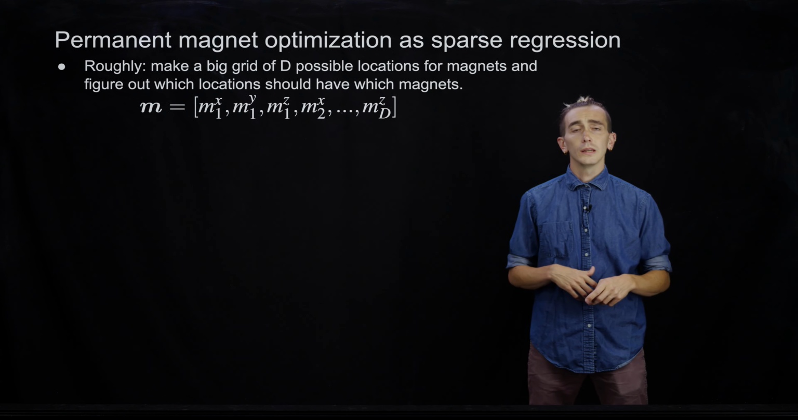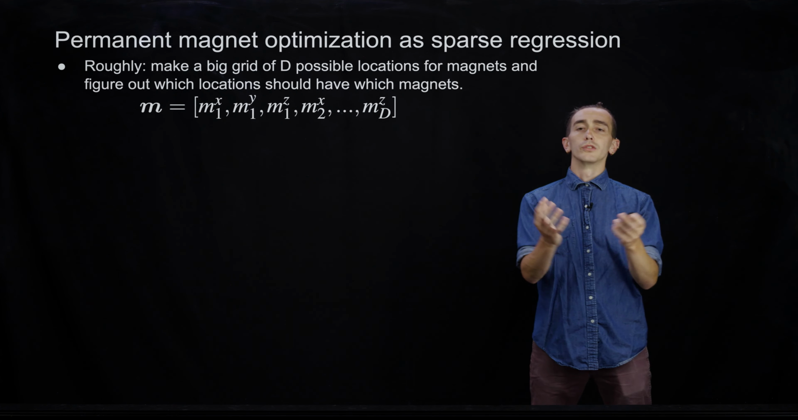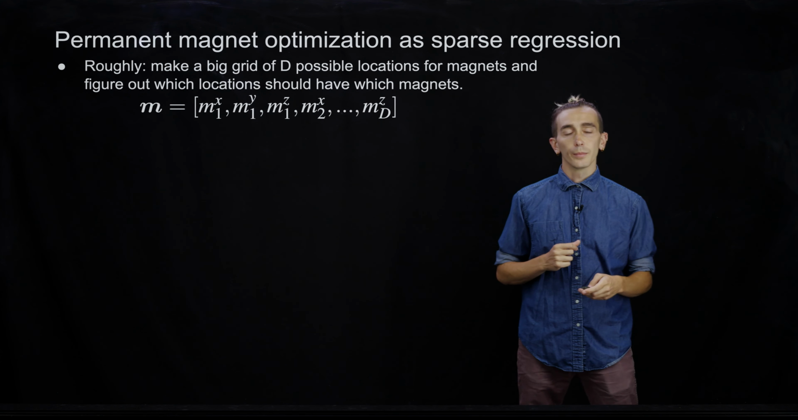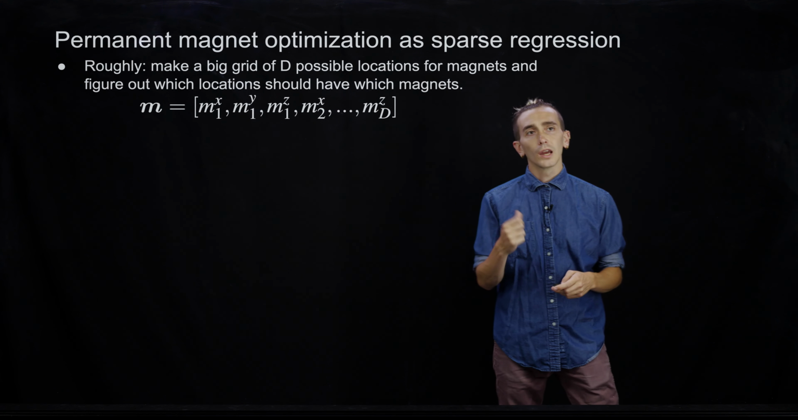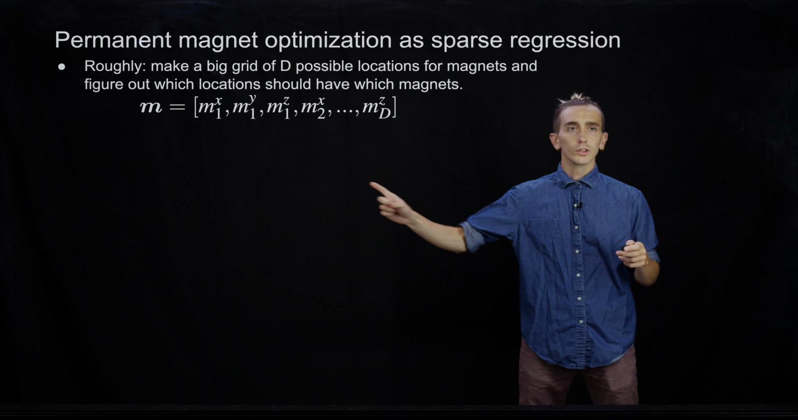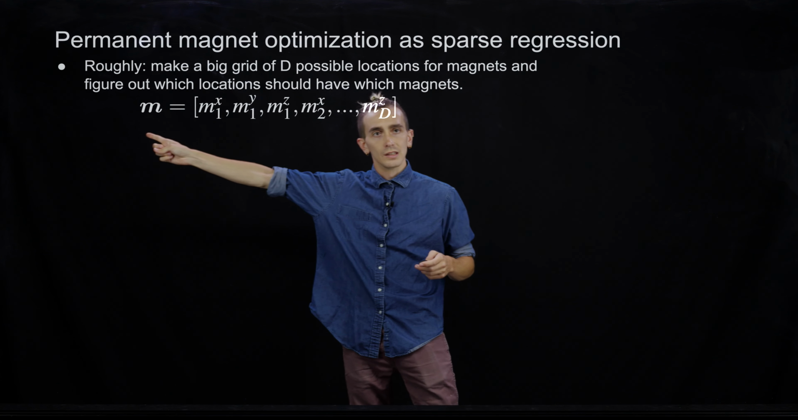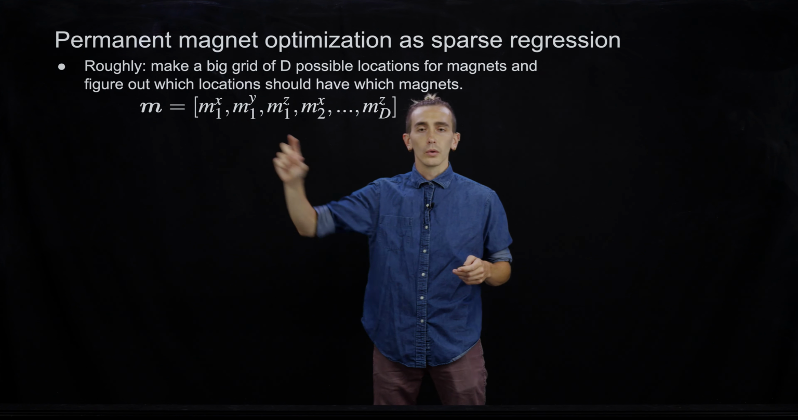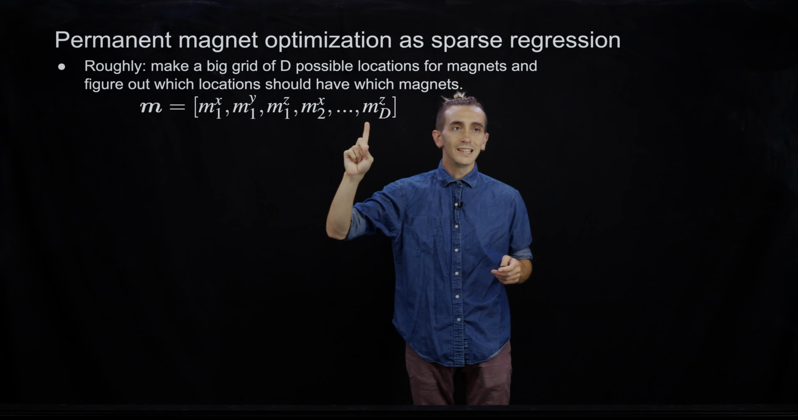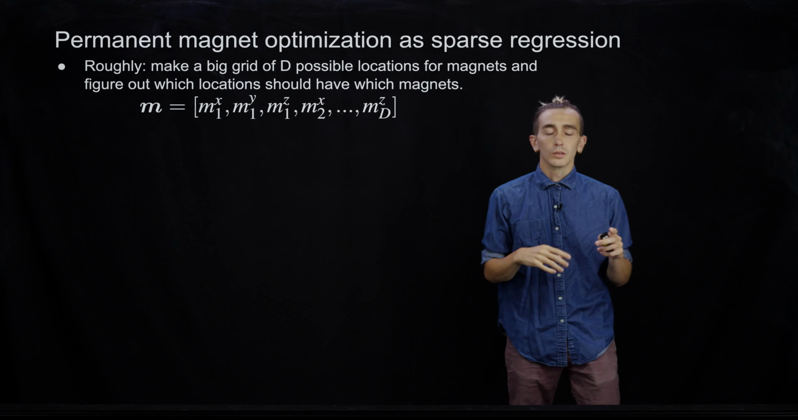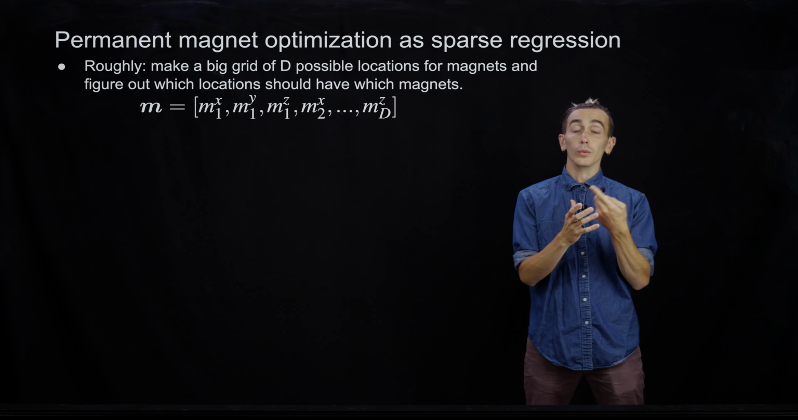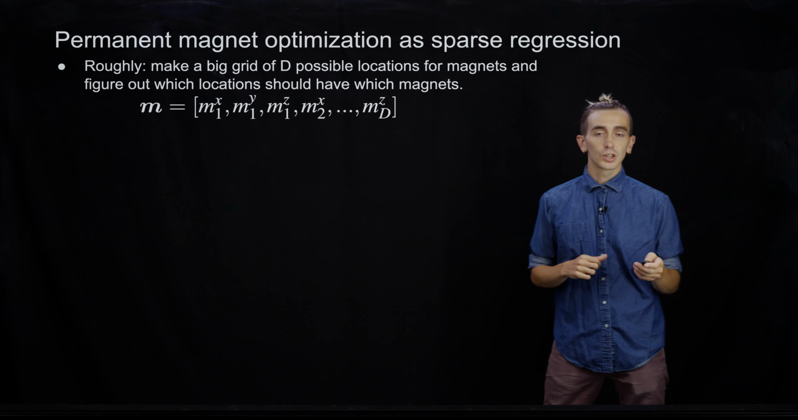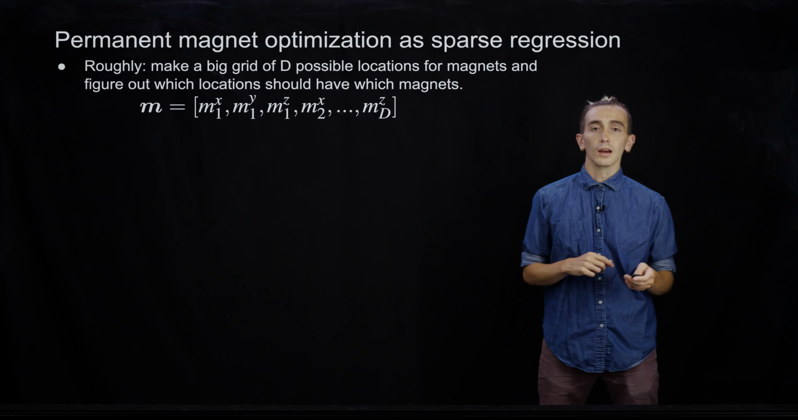So what we're going to do is say there's some big surface that we can divide into a grid of d possible locations for magnets, and then we're going to figure out which location should have which magnets. So we're just going to take as our optimization variables this m, and say, okay, we're going to consider the x, y, z component of all of the d dipoles that you could place. So we're looking at all d dipoles and all their possible orientations. Okay, so that's potentially a very large number of optimization variables, but you'll see this gives us a nice formulation.